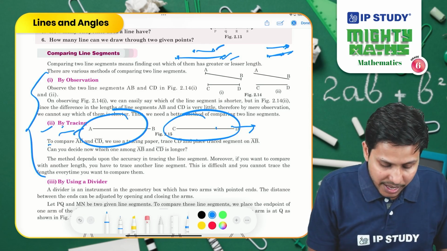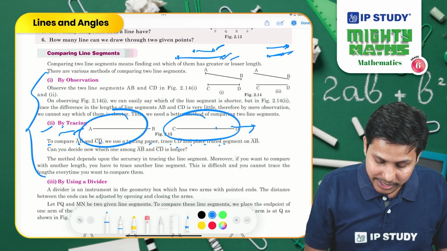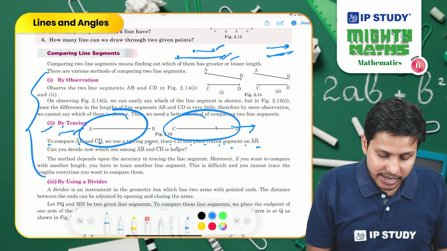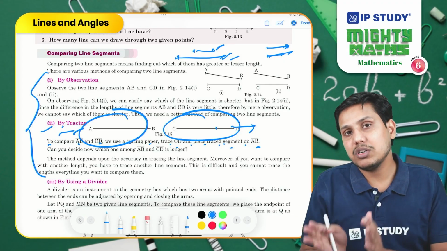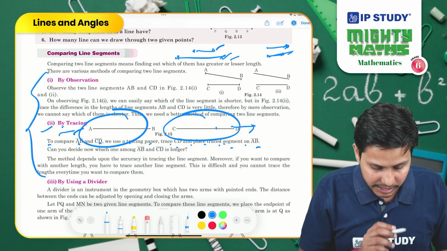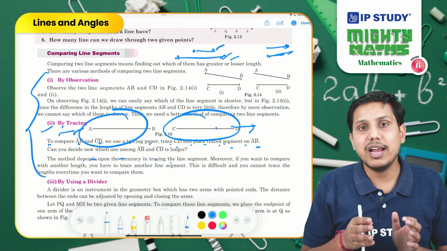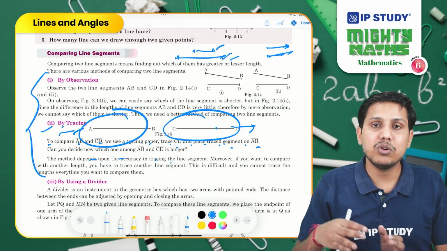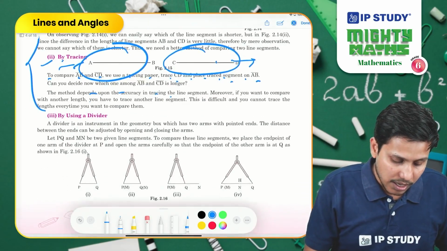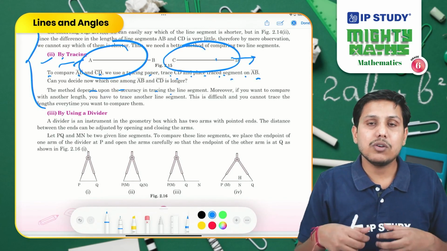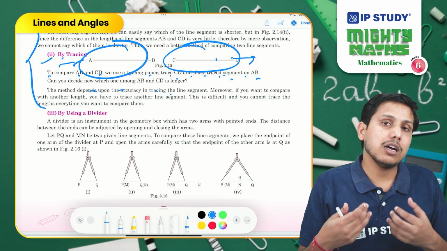To compare AB and CD, we use tracing paper, trace CD and place the traced segment on AB. So either we can trace AB or we can trace CD. If we trace AB, then we have to put the traced part on CD. The method depends upon the accuracy in tracing. So we have to be very careful while tracing a line segment and then putting it over the other line segment to compare them.